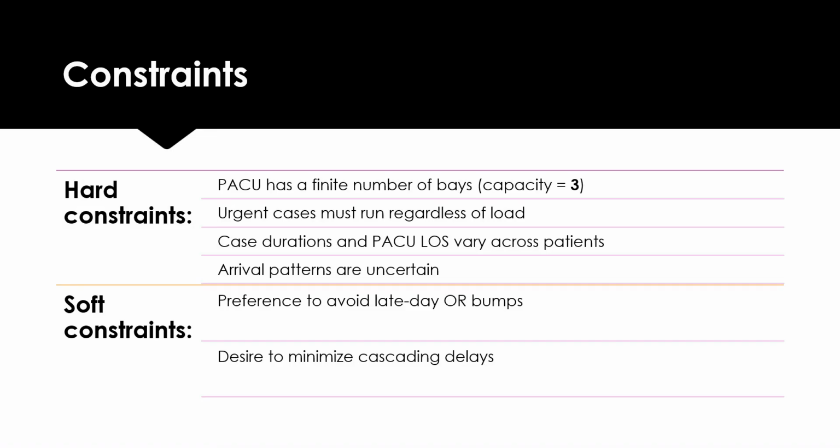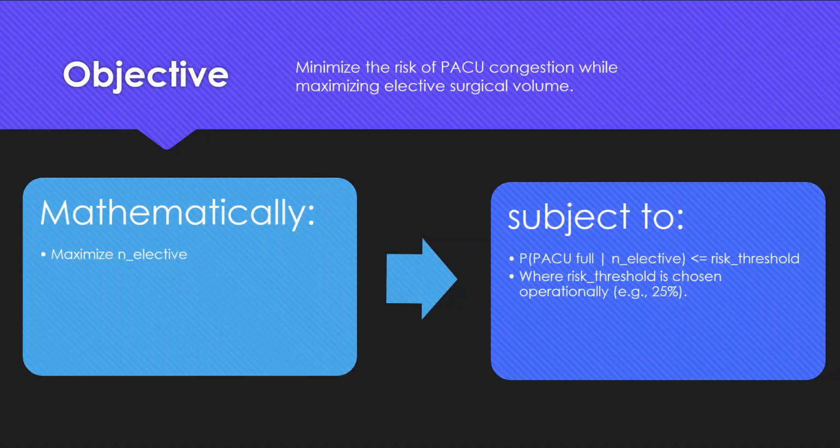Those are the constraints we've got in place. We also prefer to avoid late day OR bumps and desire to minimize cascading delays. So if we were digging into the math and how to accomplish every last piece of this, we would start moving down, defining what exactly it is that we're maximizing or minimizing in this.